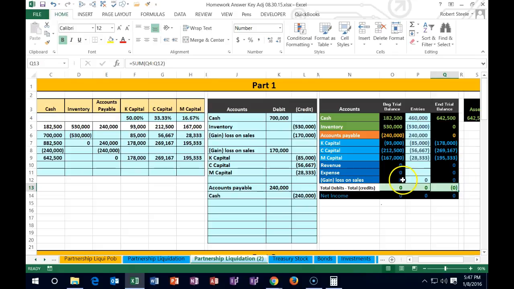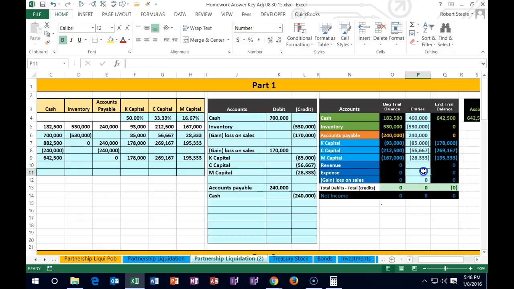So we can see the same information that we have here. We've got the cash of 642.5, 642.5. Then the capital accounts of these, respectively, for K, C, and M. And we have those amounts here. So we are tied out, both in terms of the trial balance and in terms of the worksheet.